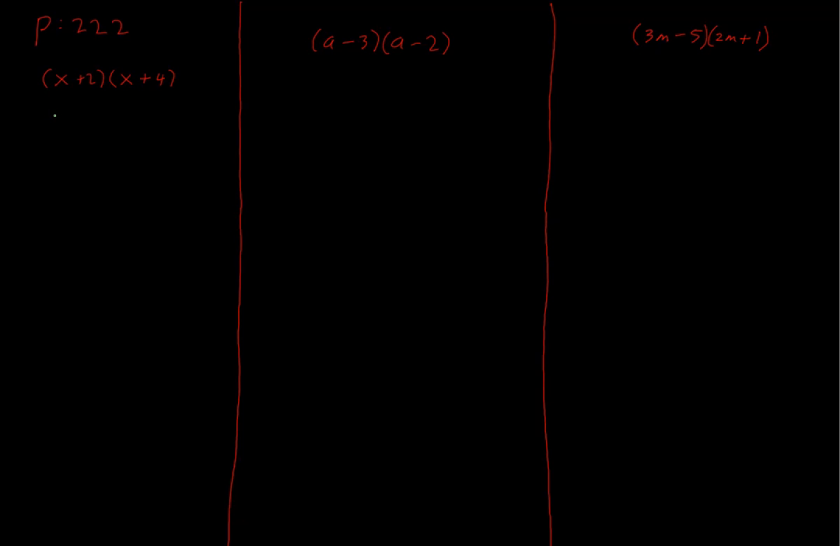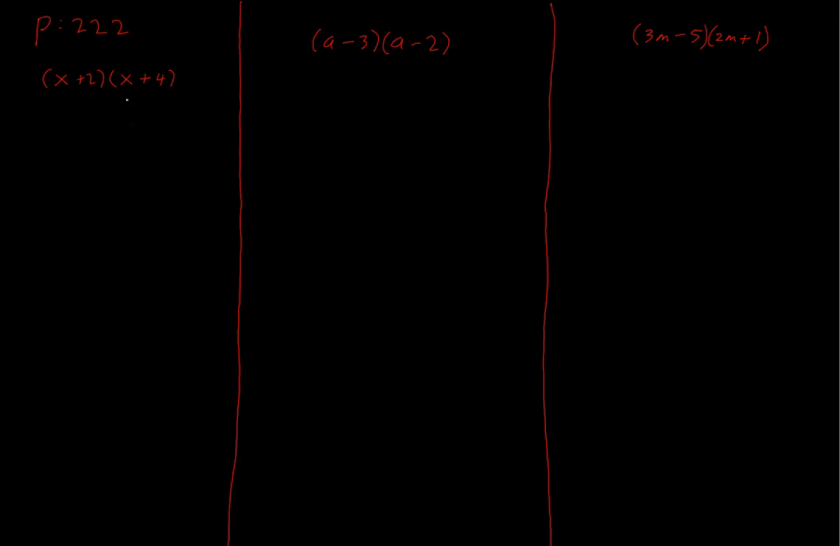Hello. Today we're going to continue our work in algebra and we're going to be looking at multiplying together pairs of brackets like what we've got here. And this is going to be very similar to the work we're doing on page 222 in our books. Now, the first step of this is the only thing that's going to be new to us.